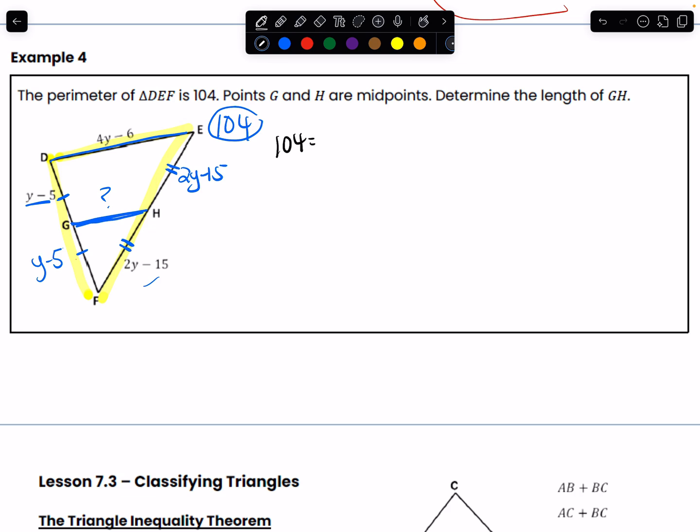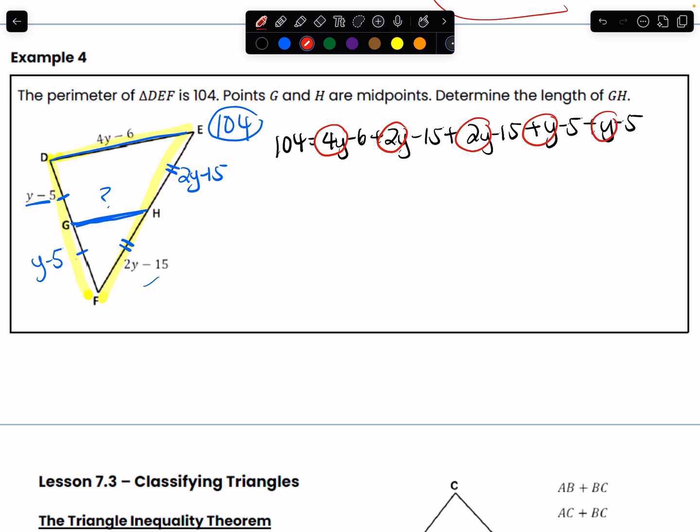So 104 equals 4y minus 6 plus 2y minus 15 plus 2y minus 15 plus y minus 5 plus y minus 5. I add everything together. I know all of these must equal 104. Now let me combine all my like terms. So I have 4y plus 2y plus 2y plus y and plus y. So that's 4 plus 2 plus 2, that's 8, plus 1 and plus another 1. So that's going to be 10y.